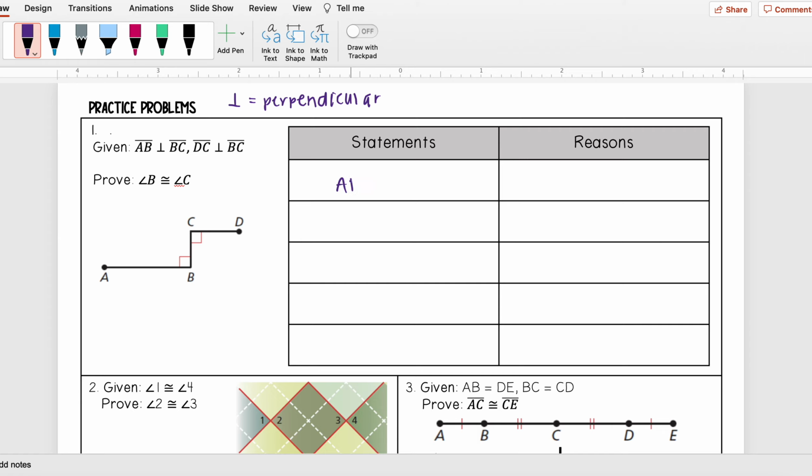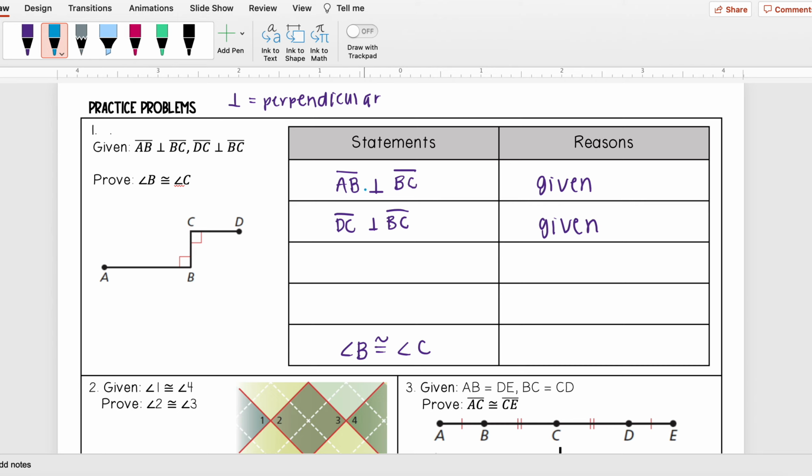So I have AB is perpendicular to BC, and also have that DC is perpendicular to BC. So again, both of those are given. Now I'm looking at what I'm trying to prove. I'm trying to prove that angle B is congruent to angle C. And so now I need to fill out those reasons.